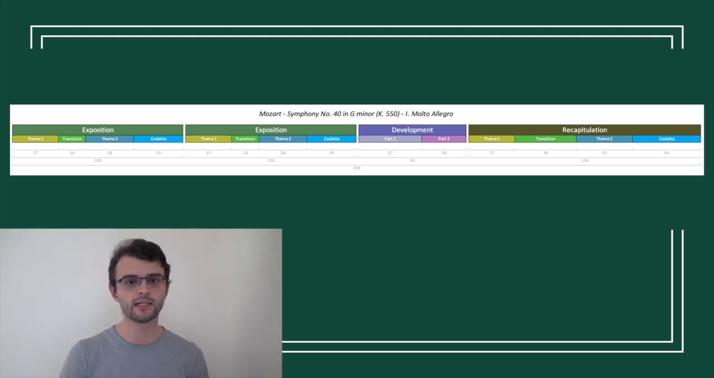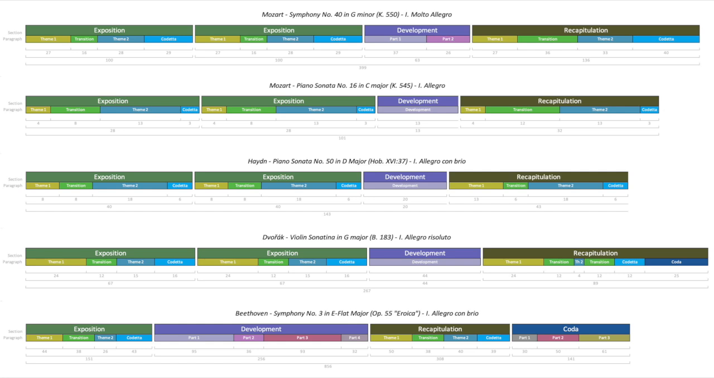The development section is notably the shortest section, but given that this piece is reasonably long, about 6 to 8 minutes in length, and it's quite complex, I chose to divide it up into a part 1 and a part 2. But now let's compare this piece to 4 other pieces, looking at the similarities and the differences.